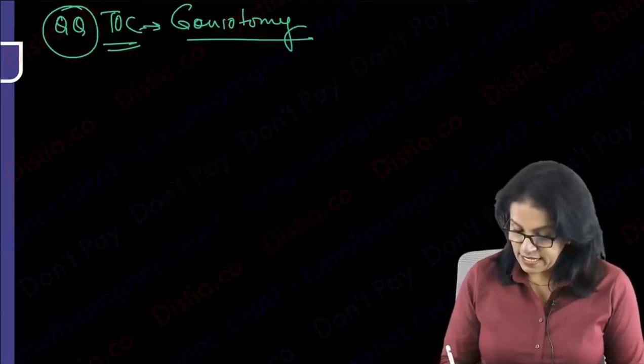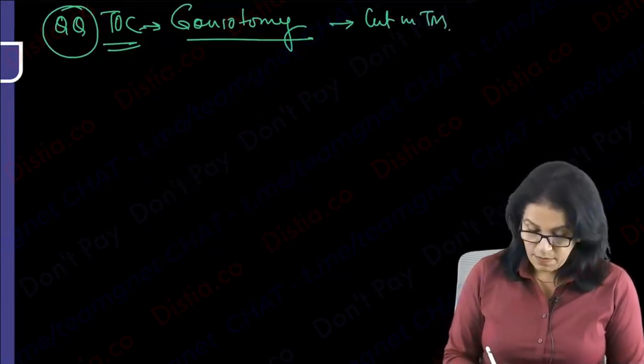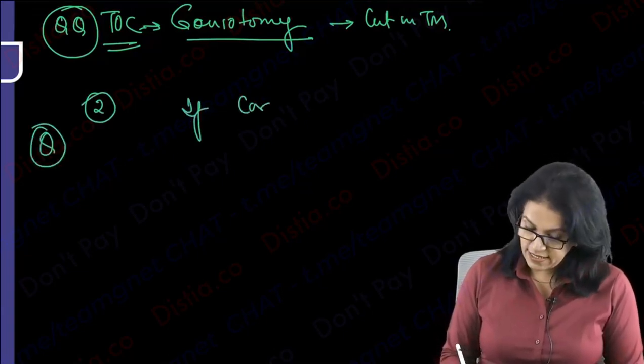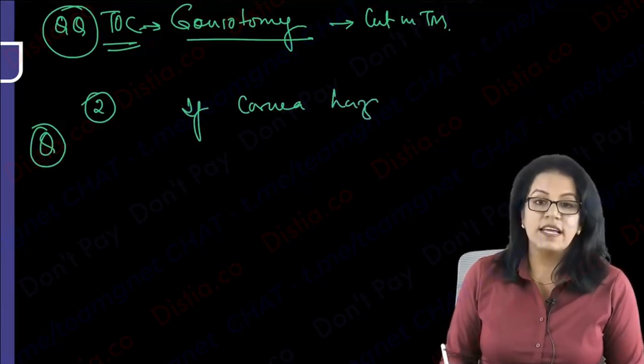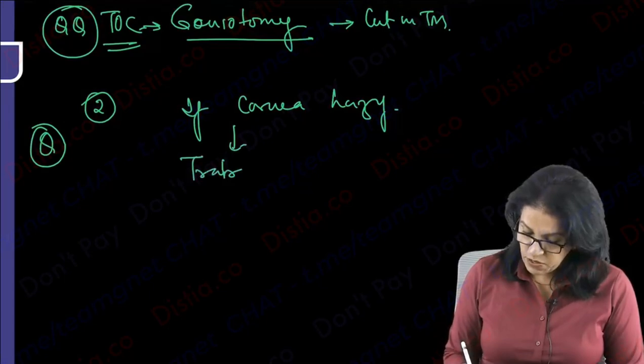So what you have to understand, in goniotomy, there was a cut in the trabecular meshwork, correct? But this has also been your exam question. If the cornea is too hazy, or I cannot visualize, or it is difficult to visualize, my choice should be trabeculotomy.